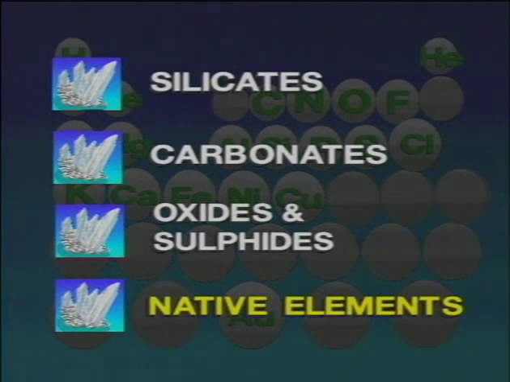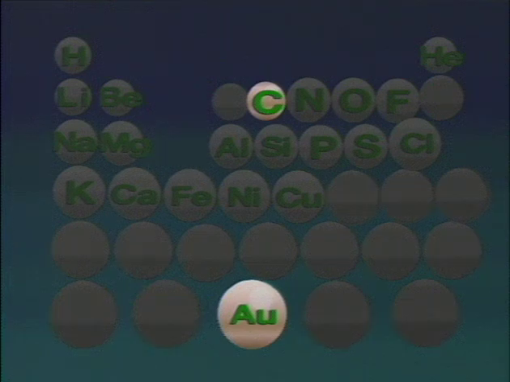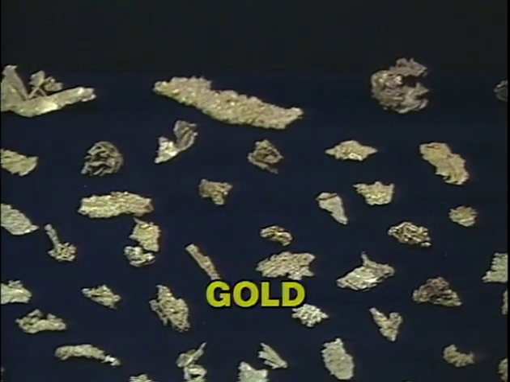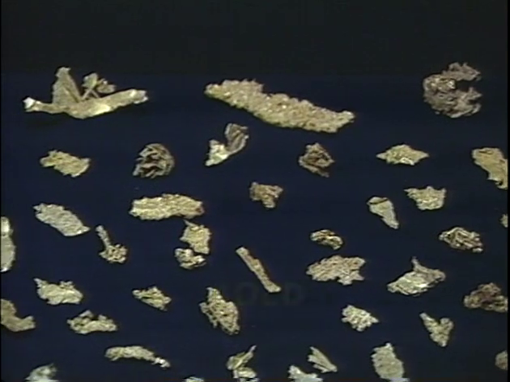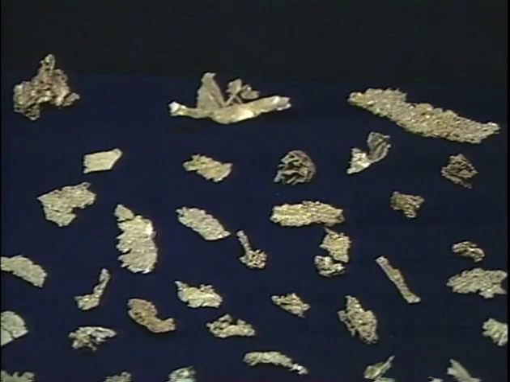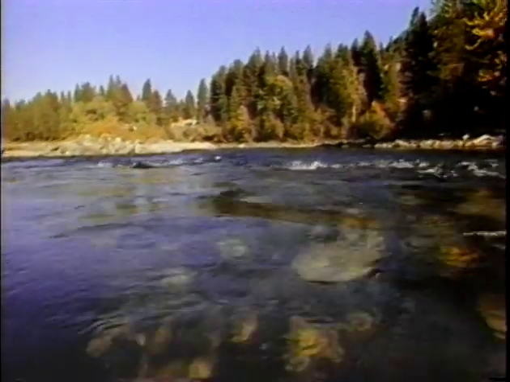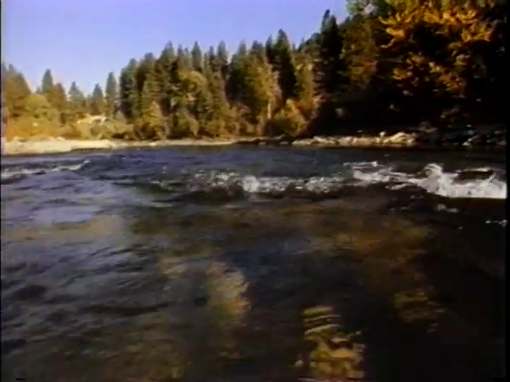This fourth and final family of non-silicate minerals are named native elements because they're composed of only one type of atom. For example, the precious mineral gold crystallizes where the element Au is concentrated in igneous and metamorphic rocks. It's also found where gold-bearing rocks are eroded and then deposited as nuggets or flakes in a stream.